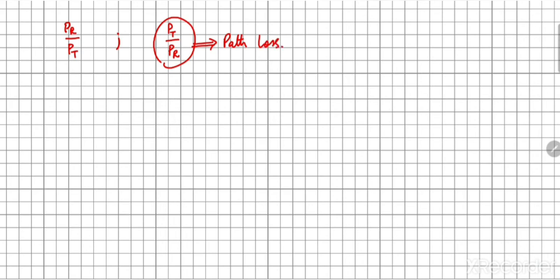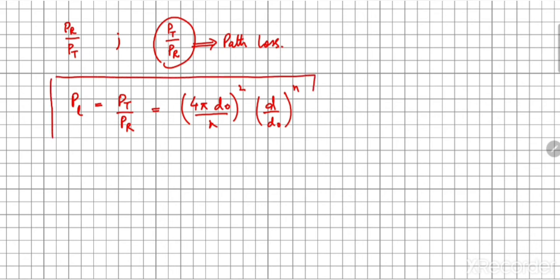And in this context, if we use this notation that PL is equal to PT divided by PR, and putting in the value of received power from the previous expressions, we are going to see that PL can be given as (4 pi d naught divided by lambda) whole square times (d by d naught) raised to the power of n. And this will be referred to as the path loss.